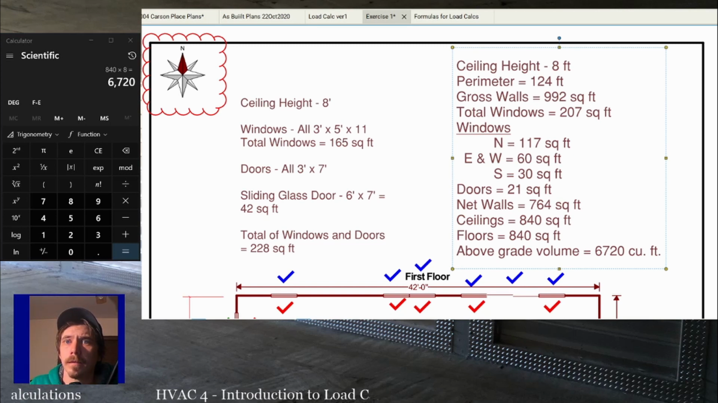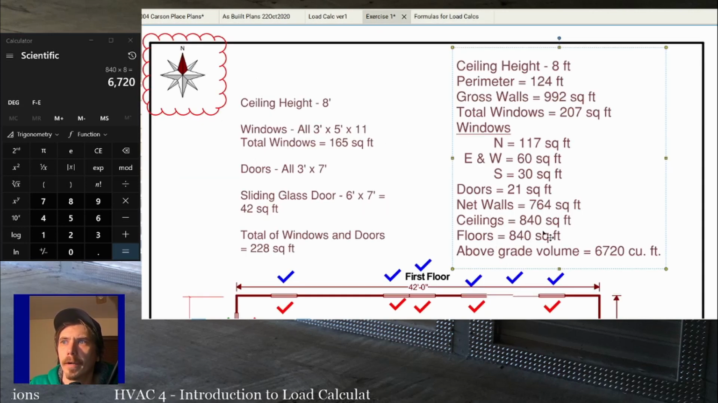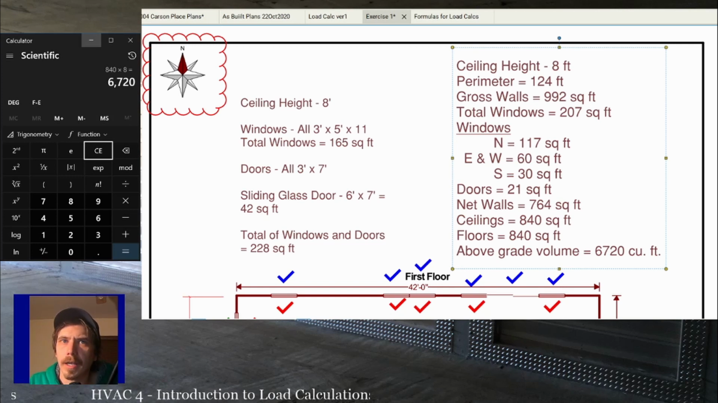Last calculation, above grade volume. Can you repeat that one more time, please? Yeah, above grade volume is the total volume of the above grade floors, right? So when we get into the actual load calc, we only generally need the volume of the above grade floors. But for now, we're just going to do all the volume. The formula for that is floor area times ceiling height. So floor area is 840 times ceiling height, which is 8. If we pull out our calculator and do 840 times 8, that will give us 6,720 cubic feet of air in the house.